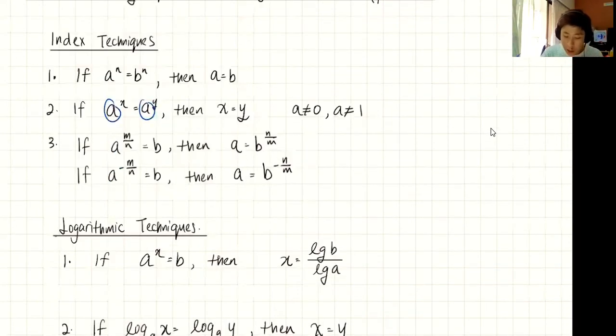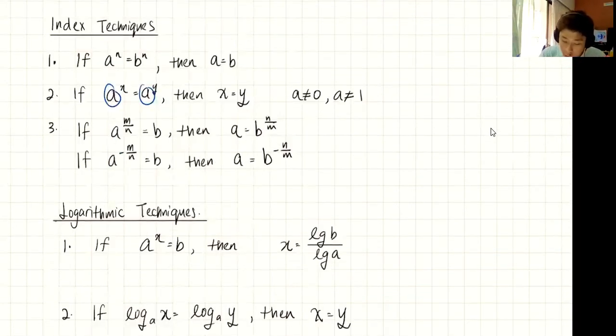We move on to the third technique. The third technique says that if you happen to have a to the power of m over n, I repeat again, a to the power of m over n, you can actually express it in this way. This is like the power root. I ask you to remember the acronym, a power root.